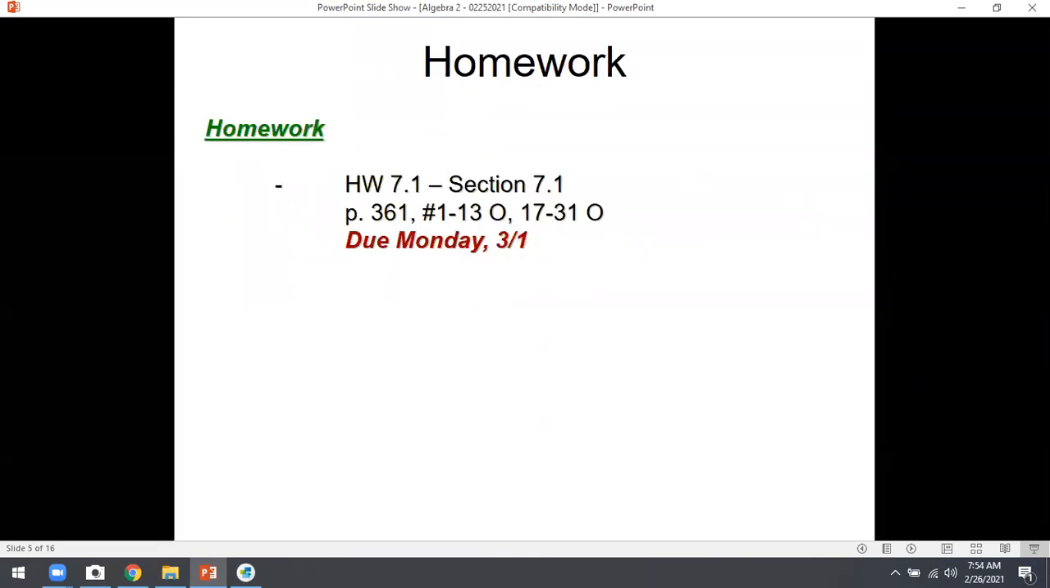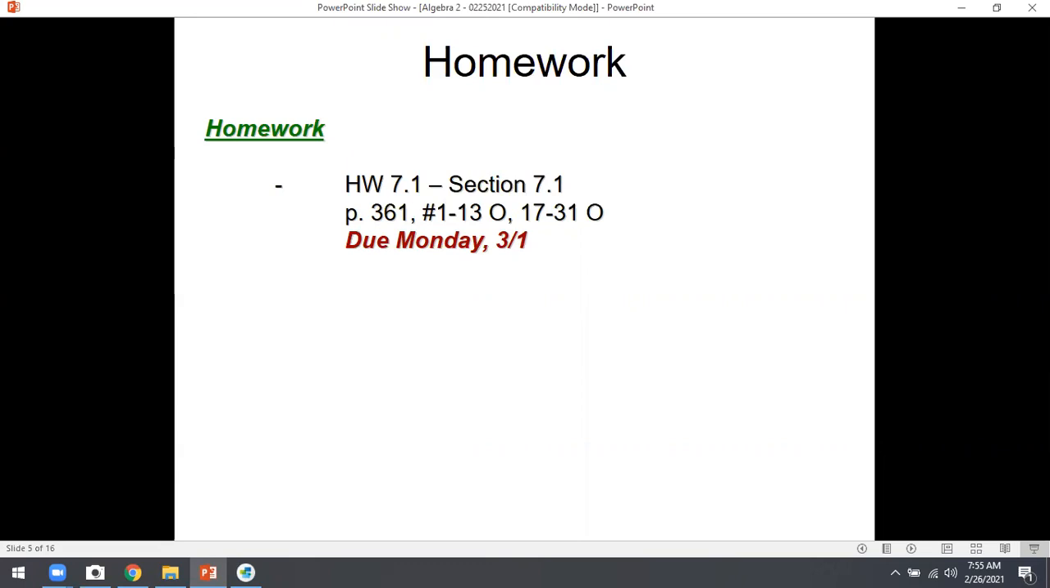And it'll be these problems right here, 1 through 13 odd and 17 through 31 odd on page 361. They're pretty straightforward once you get the basics down. It's about graphing, so we're going to start talking about the graphs of exponentials today and what an exponential even is and all the basics. Once we got that, we'll be off and running.